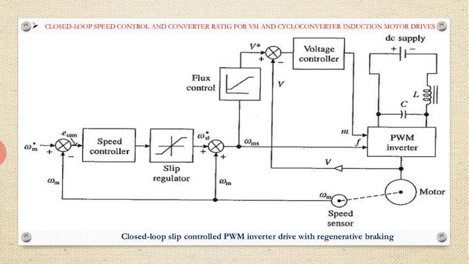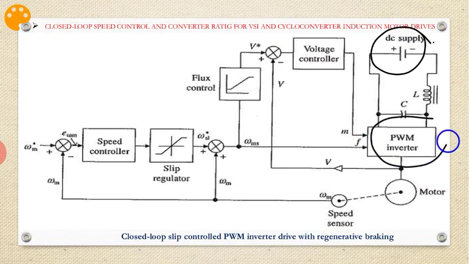Okay, so closed loop speed control. First I will explain the blocks and how they are connected, and afterwards I will explain the operation. The motor is here. First, the DC supply is given to the PWM inverter. As I explained earlier, the fixed DC is given here, so the variable supply is obtained from this pulse width modulation inverter, and the motor is connected to it.